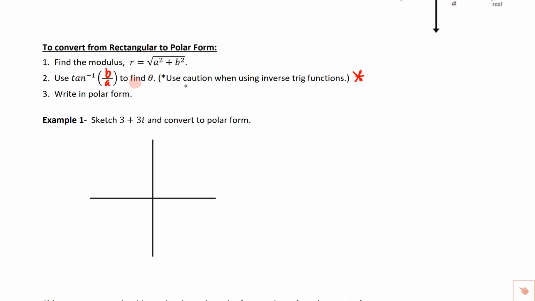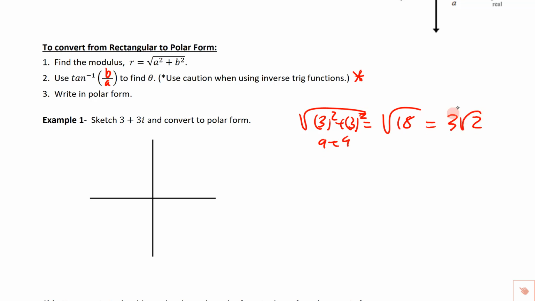So let's go ahead and follow this process right here to convert from rectangular to polar form on example number 1. So we're just going to follow the instructions, do exactly what it says. So we're going to find the modulus. We're pretty good at finding the modulus at this point. This is going to be 3 squared plus 3 squared. We've done that before. This is going to be the square root of 18 because this would be 9 plus 9. So we get 3 radical 2. Okay, so we've got the modulus. We've got that taken care of.